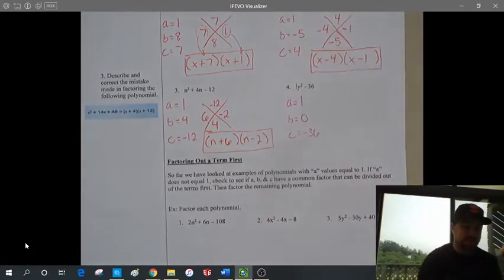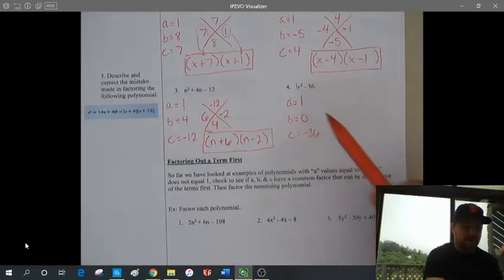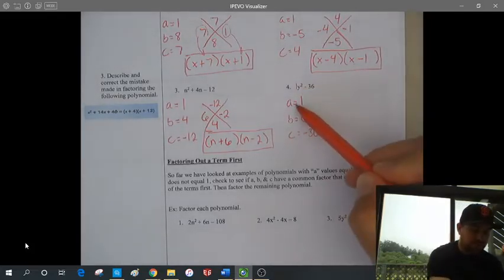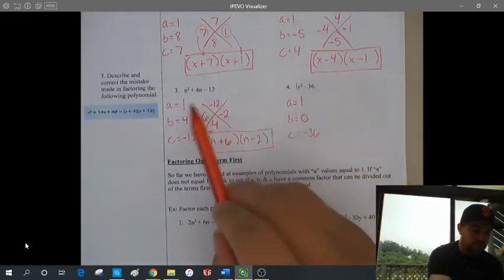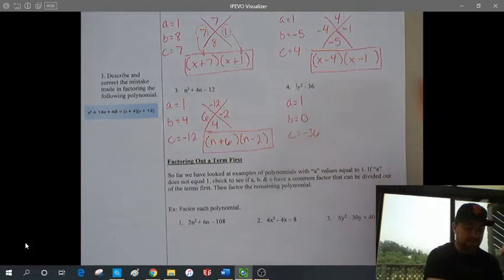That's negative 36. Okay, so don't get in the habit of just thinking the first one is A, the second one is B, and the last one is C. It does matter that they are with the proper ordered term. So the squared term should always have the A in front of it. The term to the first power, like in the other three we did, is the B, and then the C is always the constant.